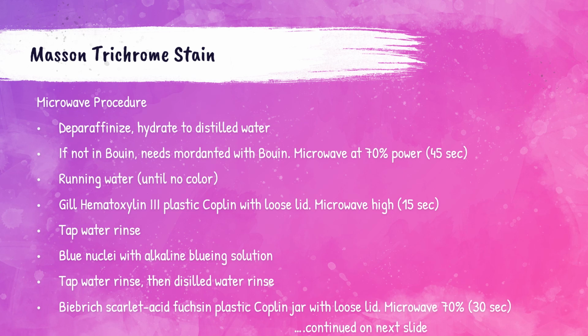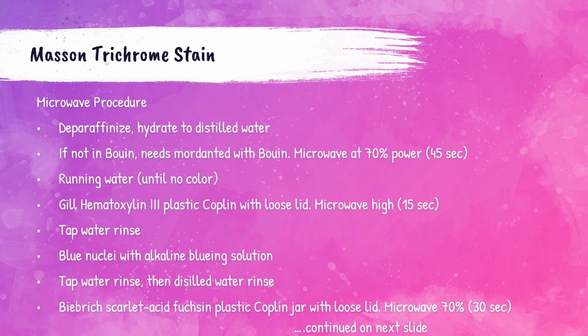Next, the sections need to be placed in that phosphomolybdic and phosphotungstic acid solution in a Copeland jar with a loose lid. This needs to be microwaved on full power for 15 seconds, and directly following, they need to be placed in an aniline blue solution Copeland jar with a loose lid. This Copeland jar and contents need to be microwaved at 70% power for 30 seconds. And after this 30-second period, the tissue slides then need to be rinsed in distilled water.